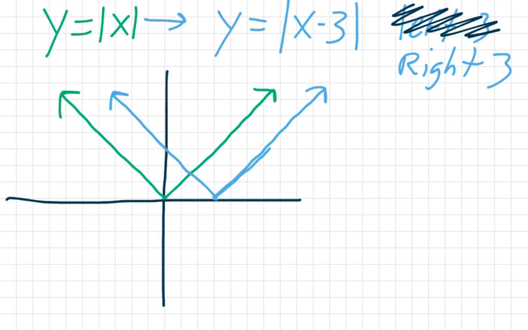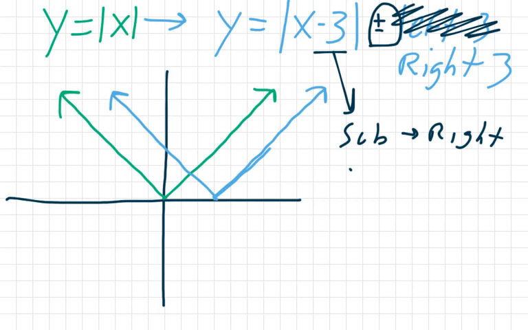So that's the thing. With the numbers on the outside, plus or minus, plus goes up, minus goes down. Inside, it's the opposite. So with the inside, subtraction goes right, and then addition would go left.